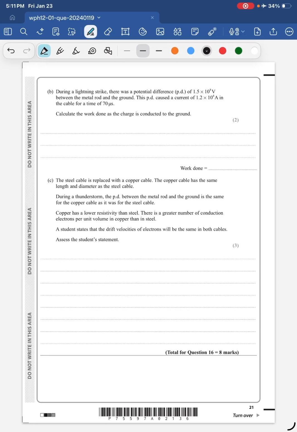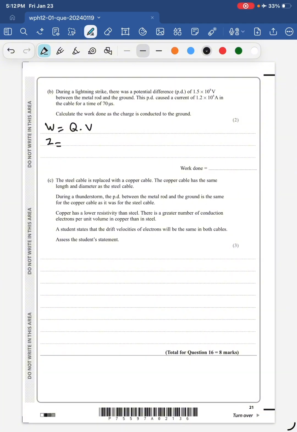Okay, part B. During a lightning strike, there was a potential difference of 1.5 times 10 to the 8 volts between the metal rod and the ground. This potential difference caused a current of 1.2 times 10 to the 4 amps in the cable for a time of 70 microseconds. Calculate the work done as the charge is conducted to the ground. Okay, this is easier than it seems because the work done can simply be calculated by the charge times the voltage. How much charge did we have?